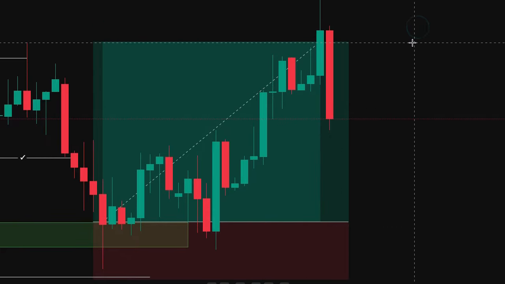So this is how the inducement topic works, and when you apply the inducement concept in this way, you can improve your trading accuracy, your trading strategy, and your market structure. It's the best way to identify the market structure. So always use the inducement concept before identifying the market structure, and use it to improve your trading strategy.